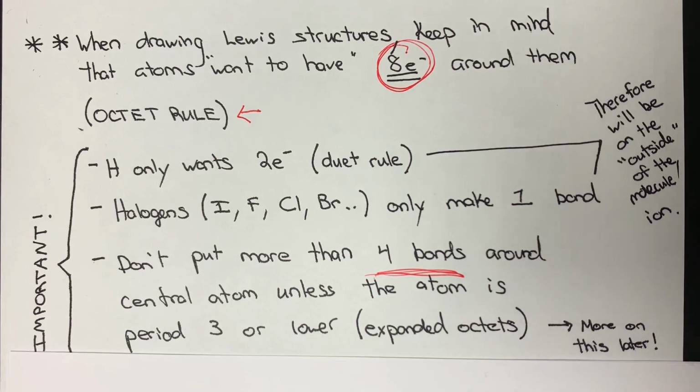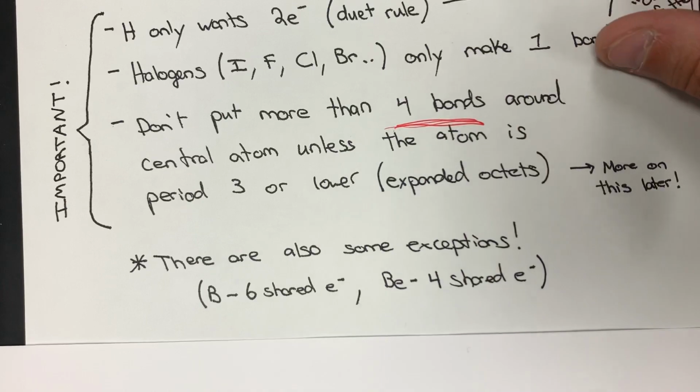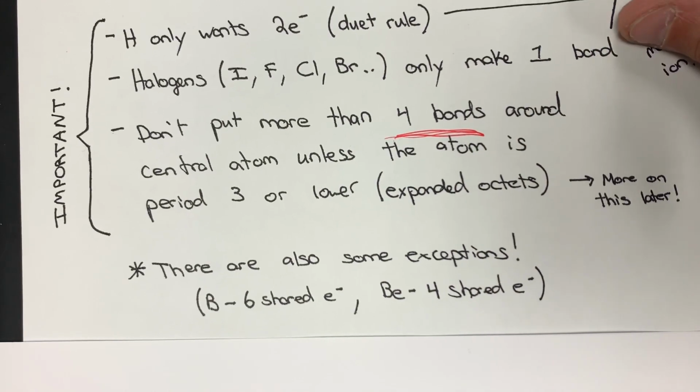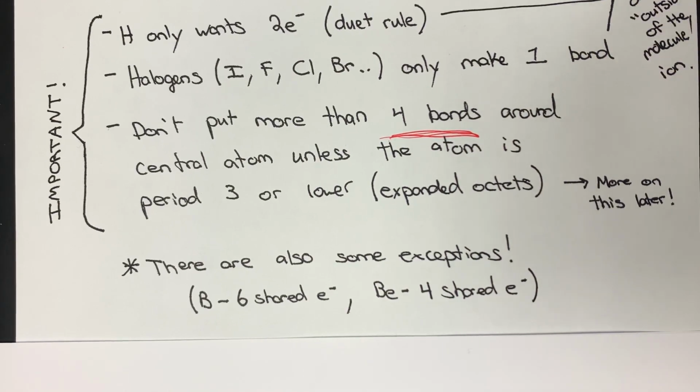Not quite yet, but as with most things, there are a number of exceptions. Both boron and beryllium can achieve stability without having a full valence shell, without satisfying that octet rule. More on that to come.